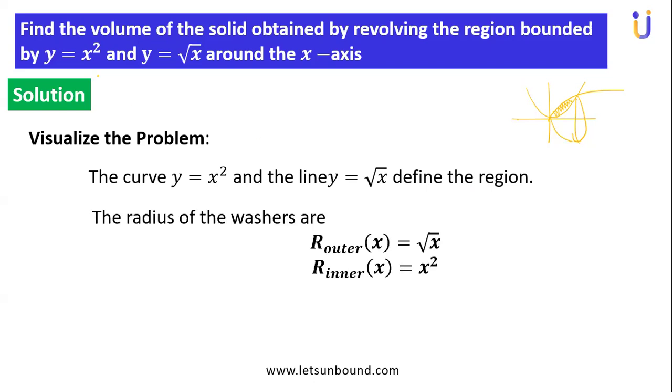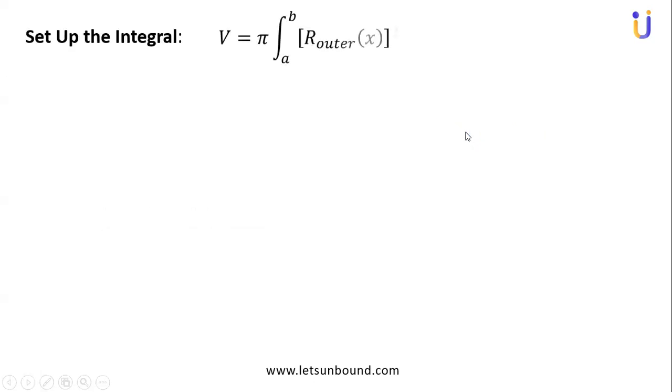Now, the radii of the washers are R outer of x, which is root x, and R inner of x, which is x squared. So from your axis to the outer curve is root x, and the inner curve is this. Here we will use the washer method, when there are two curves, when there is a hollow region. And set up the integral, outer minus inner.